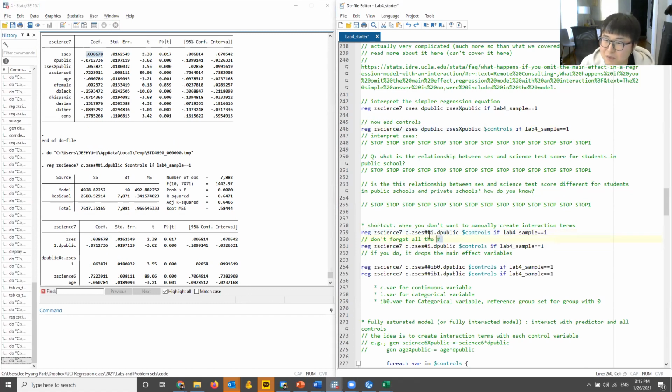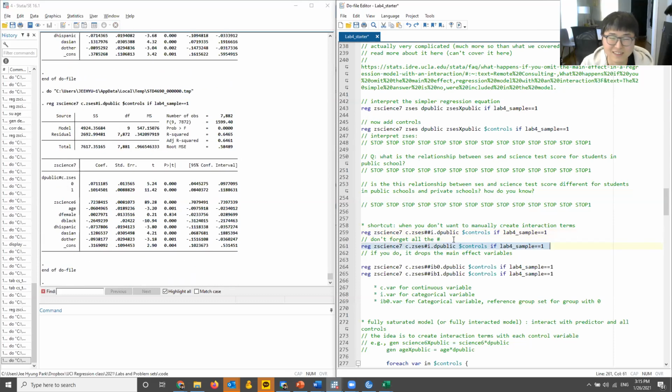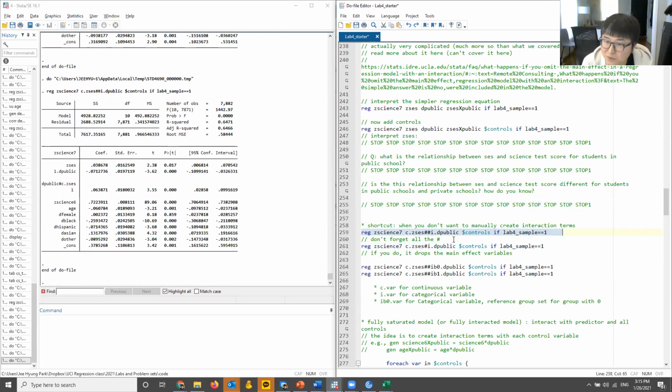Now you have to remember to put two hashtags. If you only put in one, it drops the main effects. There's sometimes a good reason to do this, but remember it's two hashtags, not one. If you only have one, it drops the main effects. Okay.